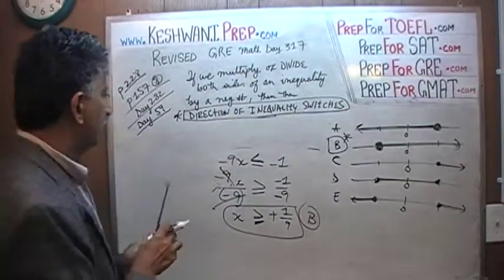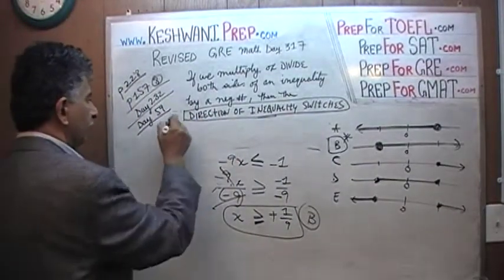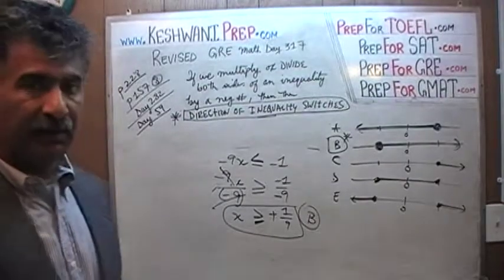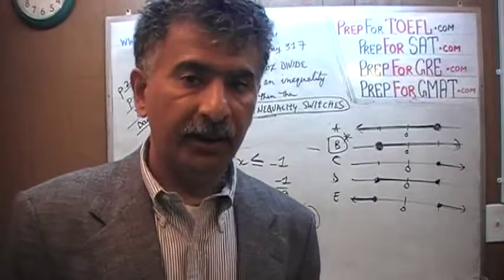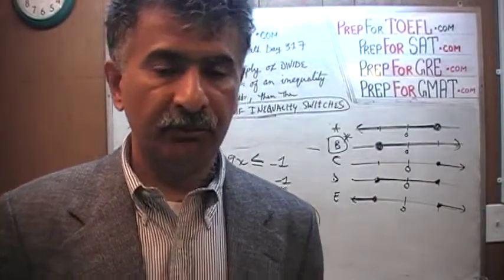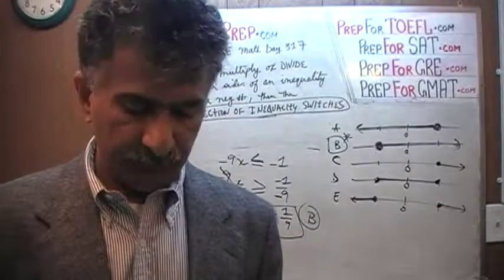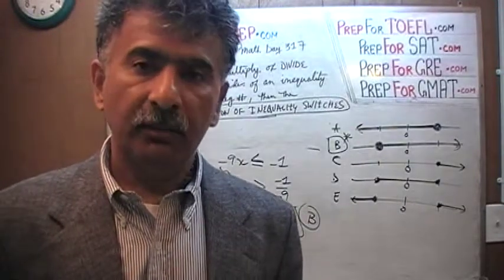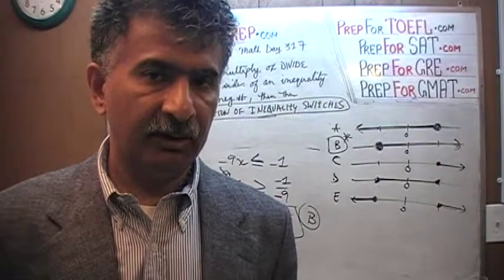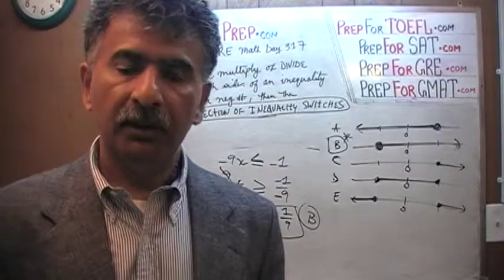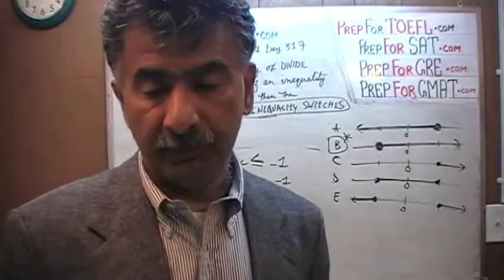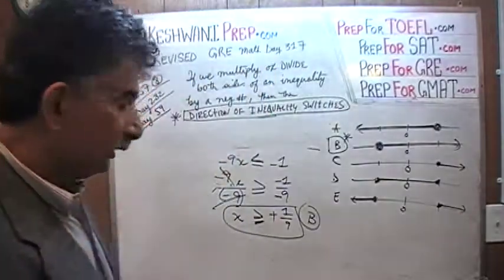Then the direction of the inequality switches. This is one simple thing that we have to keep in mind, and yet that is probably the biggest reason why people mess these problems up. They muck them up because they forget this one thing, and they of course invariably end up picking the wrong answer. Let's do one more.